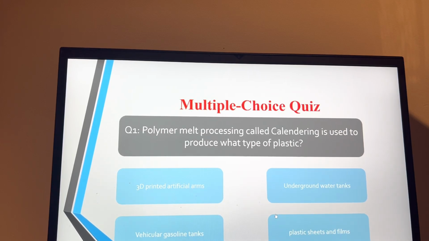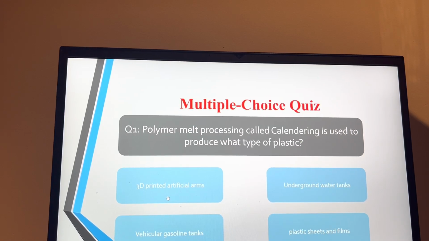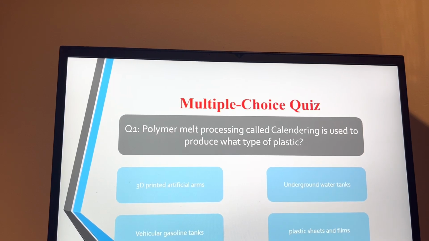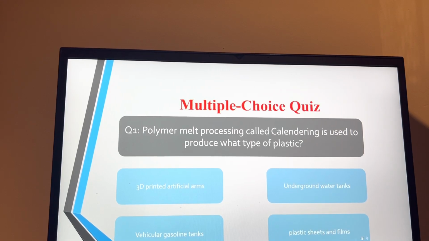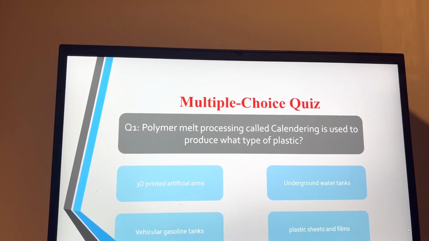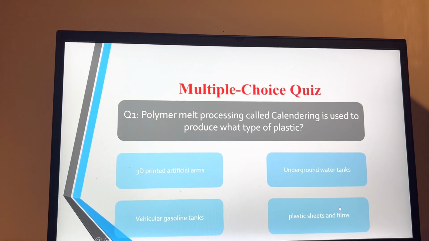Question 2. The polymer melt processing called calendering is used to produce what type of plastic? 3D printed artificial arms, underground water tanks, vehicular gasoline tanks, or plastic sheets and films? The correct answer is plastic sheets and films.